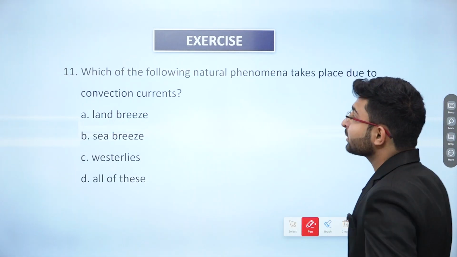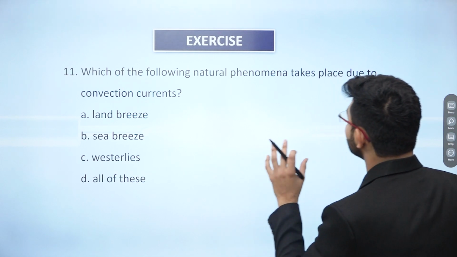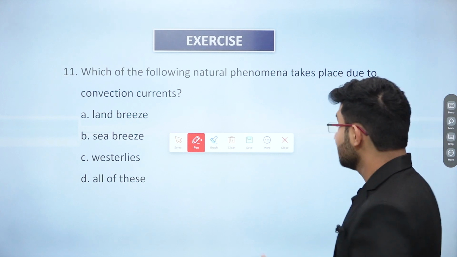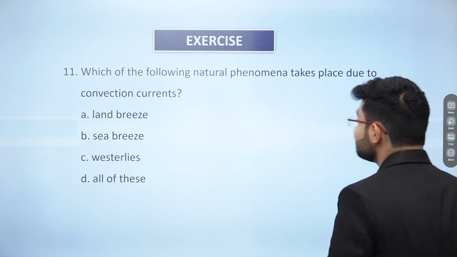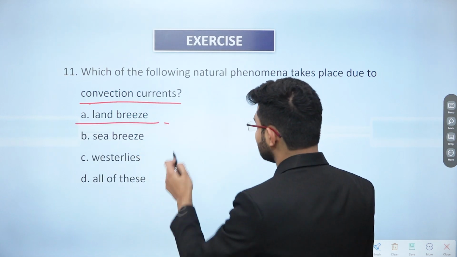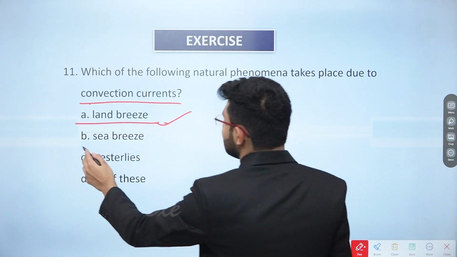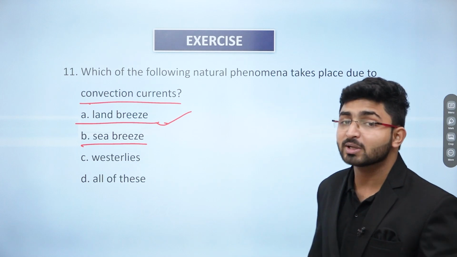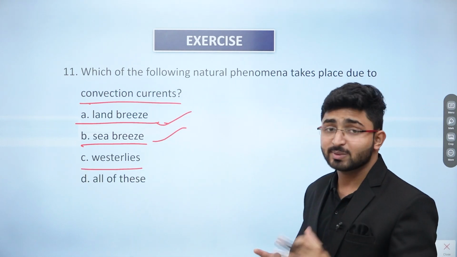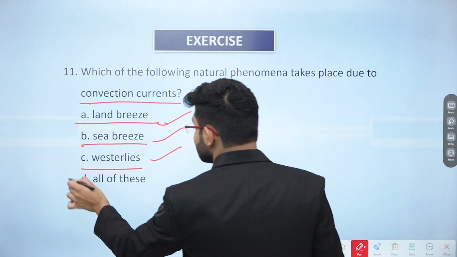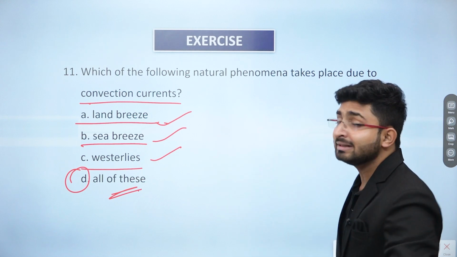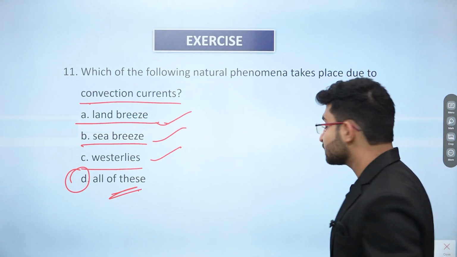Right? Moving here, the next one says which of the following natural phenomena takes place due to convection currents. So what are the phenomena that take place because of convection currents? Option A is land breeze. It happens because of convection current. Next one is sea breeze. It also happens because of convection current. Next one is westerlies. It also happens because of convection current. So option D, that is all of these, will be the correct answer, because all these phenomena happen because of the convection current.